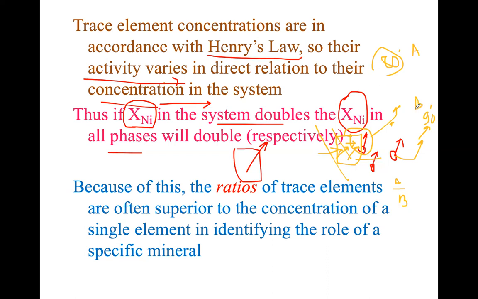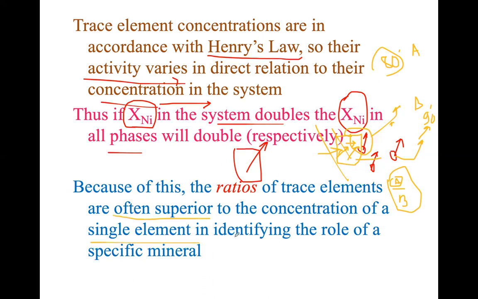So you take the ratio of the compositions in these two phases. In that case, mostly this ratio reflects a more reasonable value than taking an individual value and going for some interpretations. That's the reason why in geochemistry people use trace element ratios. Often trace element ratios are superior to the concentration of a single element. So that's what geochemists believe.